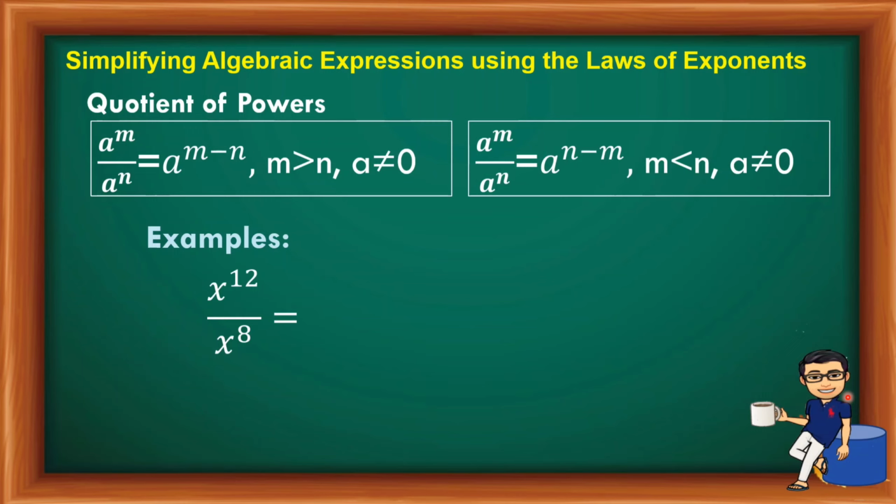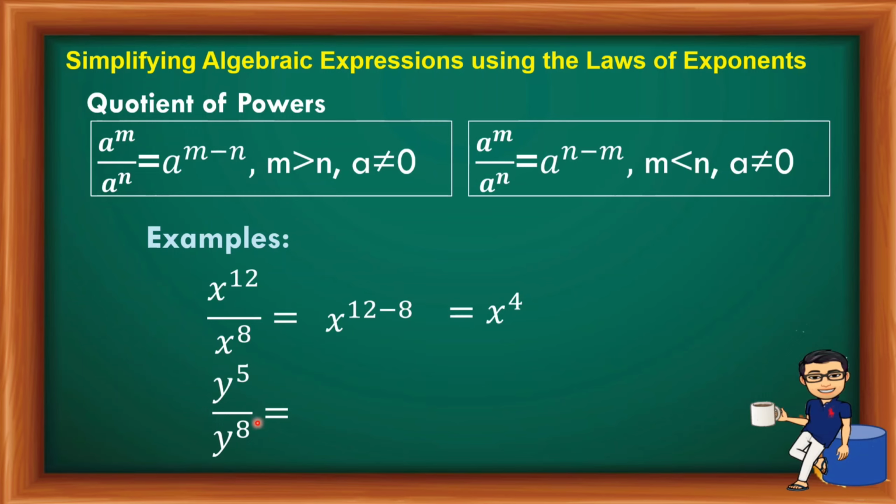For instance, we have this one. X raised to 12 over x raised to 8. So ang m natin ay 12, ang n natin ay 8. So greater than ang ating m. So ito yung mangyayari dyan. So x raised to 12 minus 8. Copy the same base, by the way. Same base. Copy. Then 12 minus 8. So pag minus ang 12 at 8, we will arrive with this x raised to 4. Okay? Let's proceed with the next one.